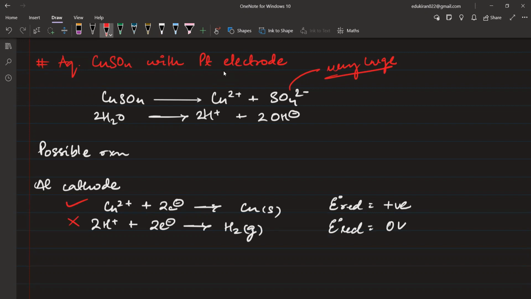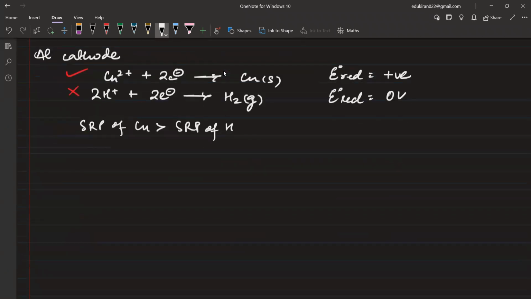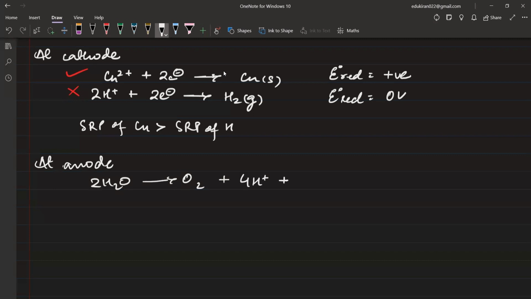So why is this happening? Because SRP of copper is greater than SRP of hydrogen. Okay. Now at anode, copper you are going to get copper. Now at cathode you are going to get copper. At anode, there is no question. You are going to get oxygen gas from OH negative. So rather than writing OH negative, you can write 2H2O is going to give you O2 plus 4H plus 4 electron.